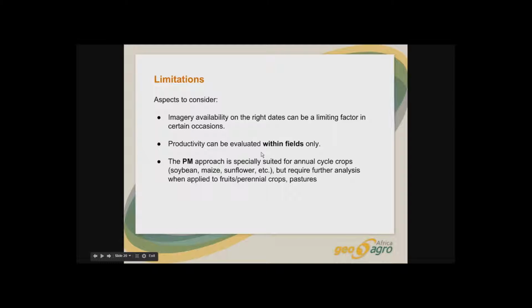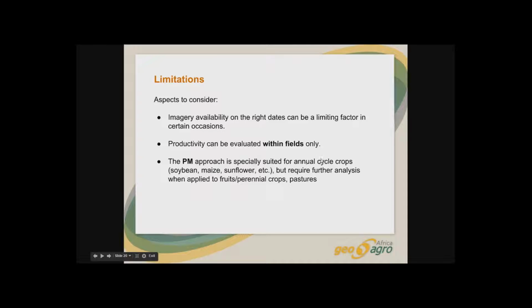Productivity can be evaluated within fields. It's not a useful tool to compare productivity between fields, unless, of course, you have a yield map, as I showed, where you can quantify the difference. But the productivity map alone is an excellent tool for visualizing differences within the fields.